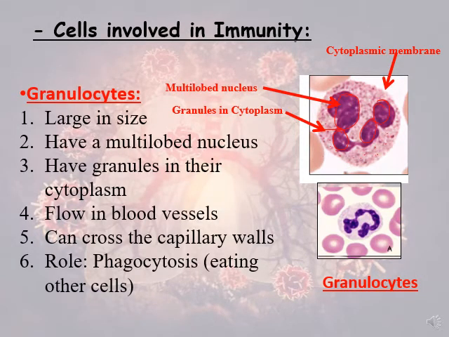Some notes are common between the granulocytes and the monocytes. Granulocytes also are large in size. They have a multi-lobed nucleus. They have granules in their cytoplasm. These are the granules, these dots. They can flow in the blood vessels. They can cross the capillary walls, and they have an important role in phagocytosis. They can eat other cells.